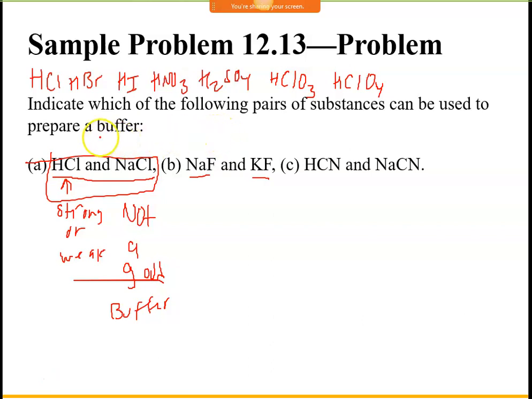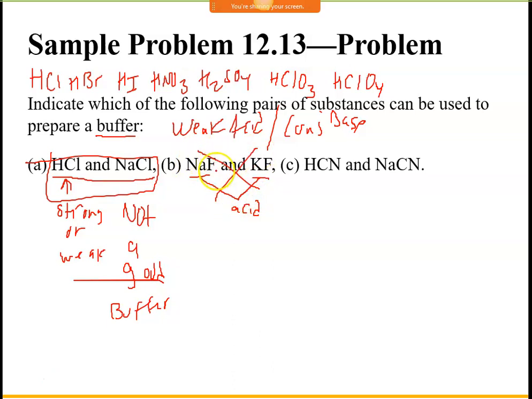So remember, what makes a buffer? A weak acid and its conjugate base. All right, which one of these is the acid? The answer is none of them are an acid. So this would not be a buffer. A buffer has to be a weak acid and its conjugate.